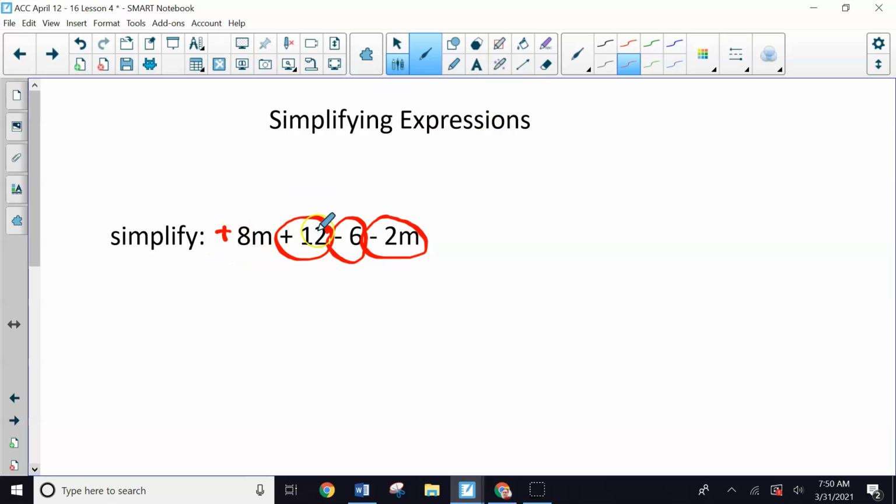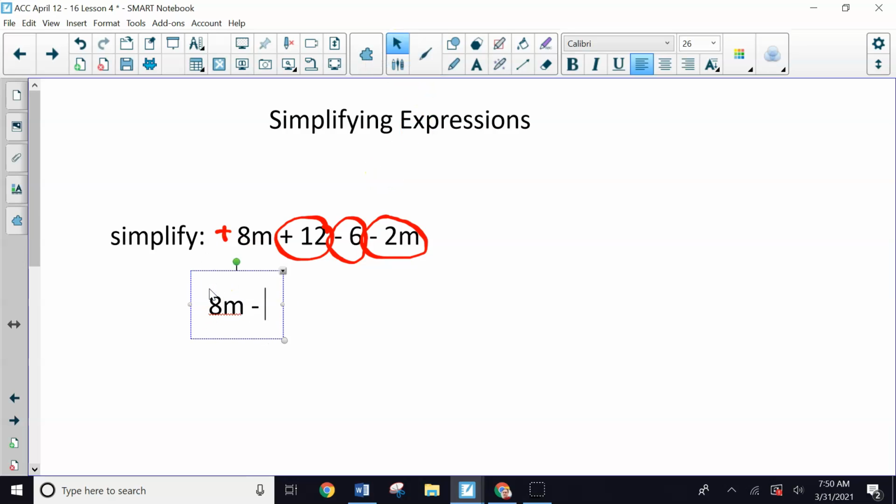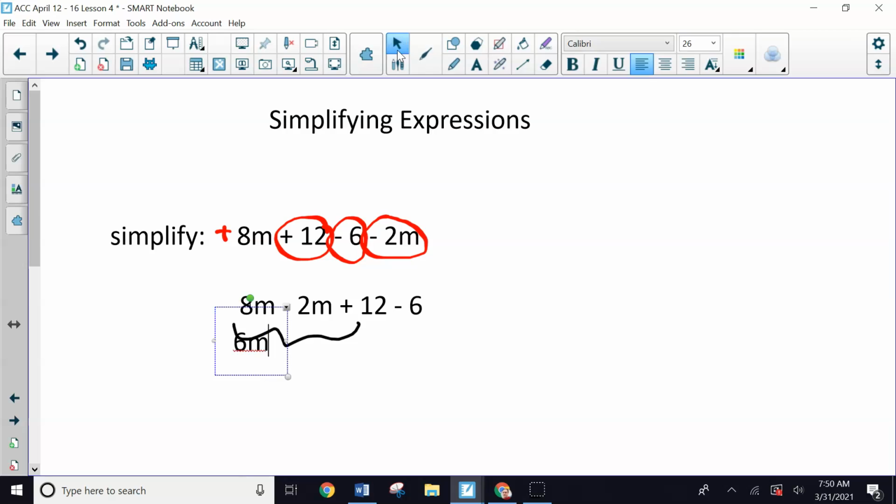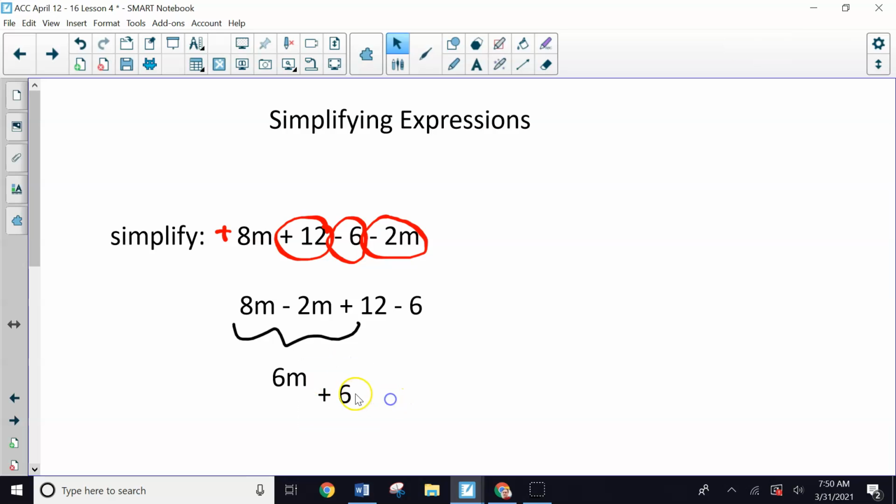All right, so let's write these so that they are in order. There we have the terms rearranged using the commutative property. Here we'll see 8m plus 2m, and there we get our 6m. And we have a positive 12 minus 6, and that's pretty simple. That'll be a positive 6. So we end up with 6m plus 6 as our answer.